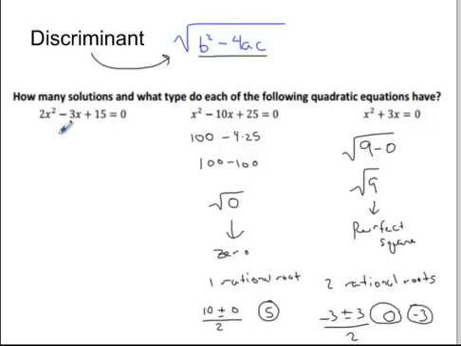All right, this one here, b squared is going to be a positive 9 minus 4 times a is 2, c is 15. What's going to happen here is I'm going to get a negative number inside the radical because 4 times 15 times 2 is larger than 9. So I'm going to get 9 minus 120, and that's going to be negative 111. And that is not a perfect square. It doesn't really matter. If it was, we would still get 2 imaginary numbers. So I'm going to get i radical 111.